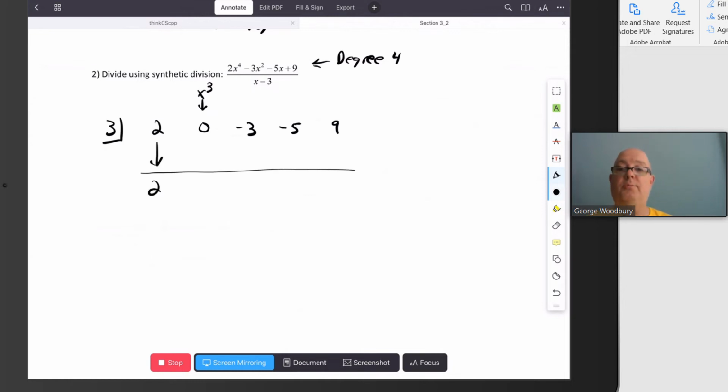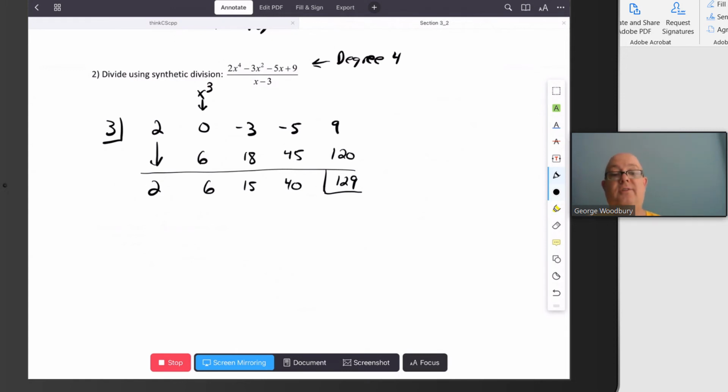Bring down the first number. That means that our quotient is going to start with 2x cubed. 3 times 2 is 6. 0 plus 6 is 6. 3 times 6 is 18. -3 plus 18 is 15. 3 times 15 is 45. -5 plus 45 is 40. And to figure out the remainder, 3 times 40 is 120. 9 plus 120 is 129.